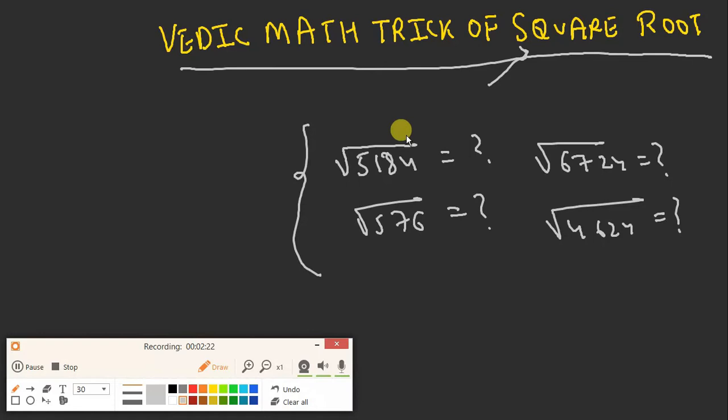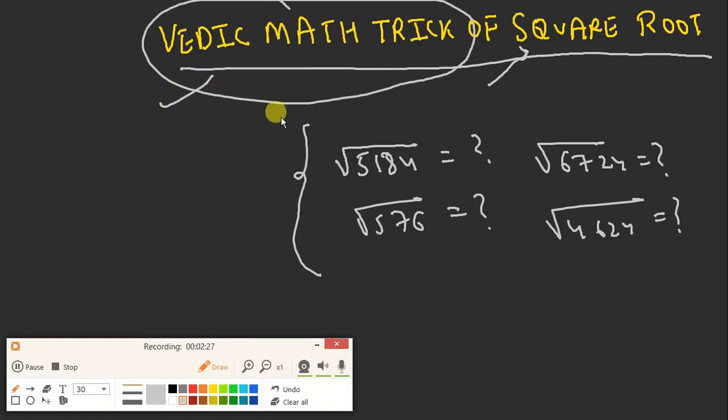So how will you solve them with the help of Vedic math? In this lesson we are going to see. There is a basic, very simple trick with the help of which you can find the square root. In this lesson we'll understand that trick and apply it. Then such types of questions will be done in a few seconds, right? Okay, so let's start with the trick.